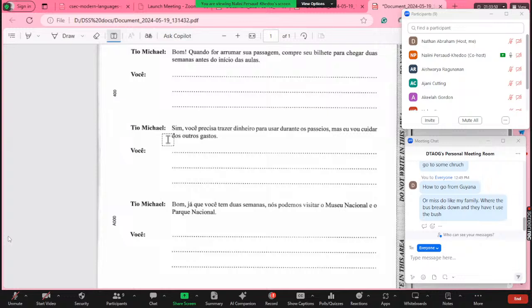This answer is saying yes, you need to have money to use during the travel, but I will take care of the other spendings or the other expenses. So what question will you ask to give such a response or to get such a response?